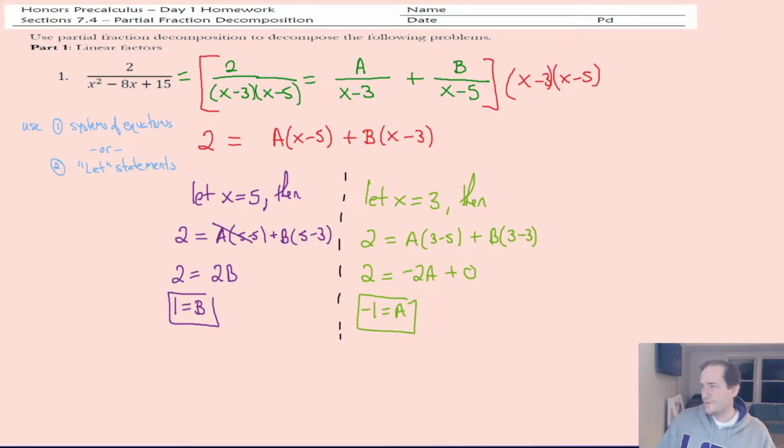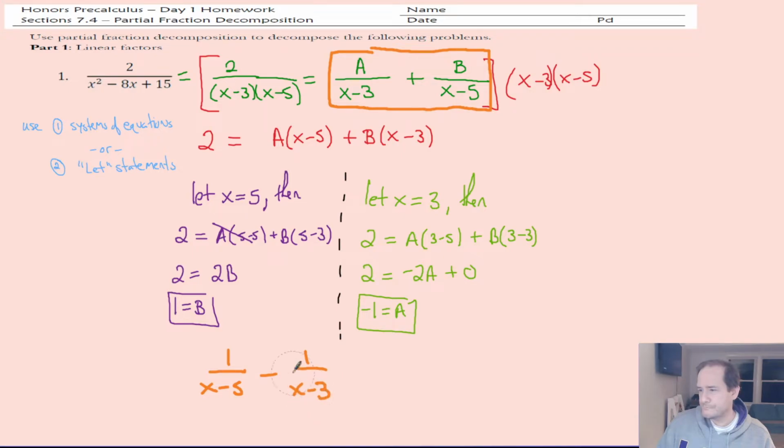And now that you have both values, again, we grab our partial fractions that we decomposed this thing into, and we substitute those values in. Again, we can kind of plan ahead this time. We know we want the b term to come first because it has the positive value. So it'll be 1 over the x minus 5 minus the 1 over x minus 3.